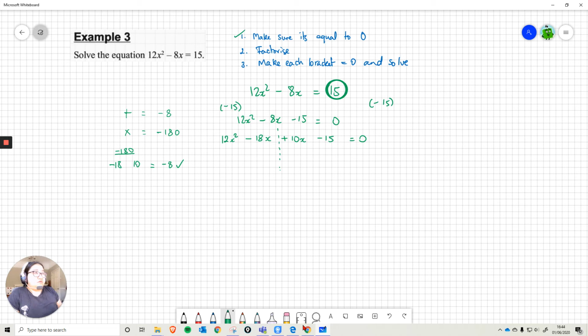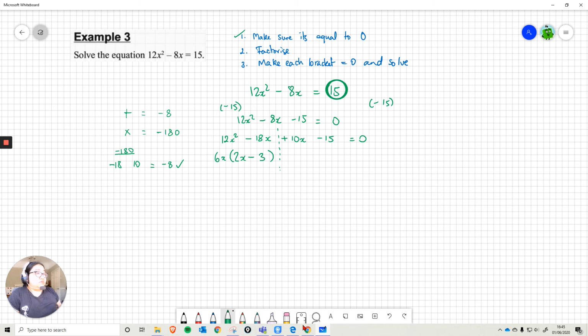So we're going to look at 12x squared minus 18x. They both have x in common, and also the largest number that can be factorized into both is 6. So 6x is what I'm going to factorize out. 6 times 2x is 12x squared, and then 6 times negative 3 gives me negative 18, and I've already got the x to create negative 18x.